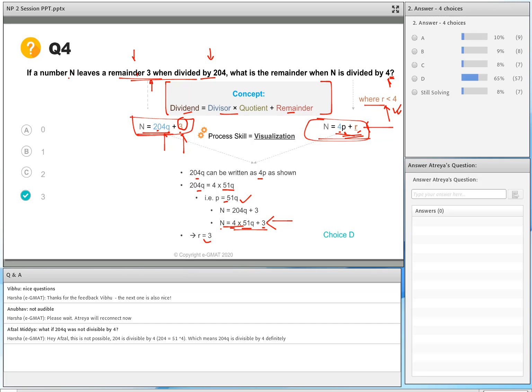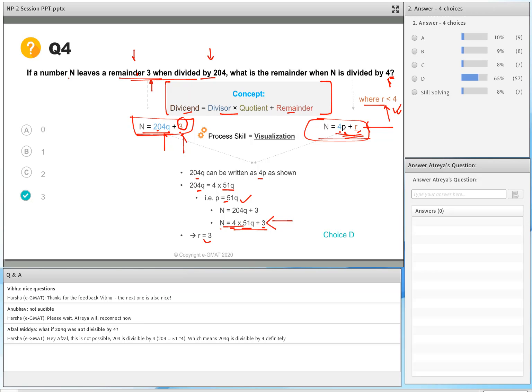Right now, I have a very interesting question from Afzal. What if 204q is not divisible by 4? Very interesting question, and a very nice one. We would solve those kinds of questions as well. This entire process is aimed at those kinds of questions, the difficult ones, so that we can easily solve them.